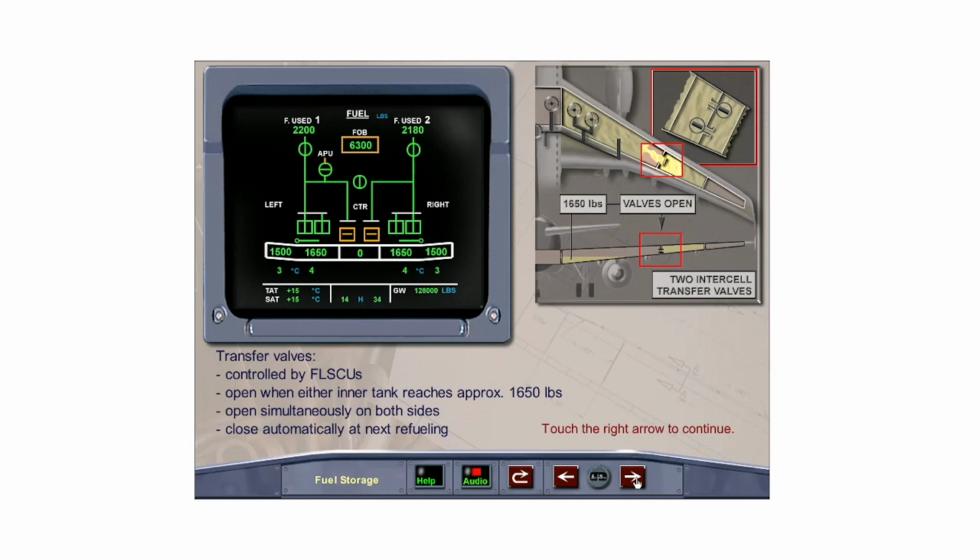Fuel is held in the outer wing tanks to reduce wing bending and to control wing flutter during flight. 2 fuel level sensing control units, or FLSCUs, control the transfer of fuel from the wing tank outer cells to the inner cells when the quantity in either inner tank reaches approximately 1,650 pounds. There are 2 transfer valves in each wing. At least 1 valve in each wing opens simultaneously with a valve in the opposite wing, allowing fuel to flow evenly by gravity into the inner cell. They close automatically at the next refueling if AC power is connected to the aircraft.